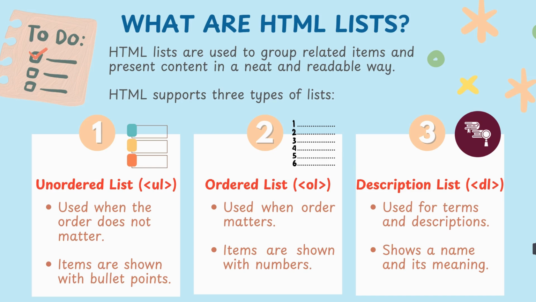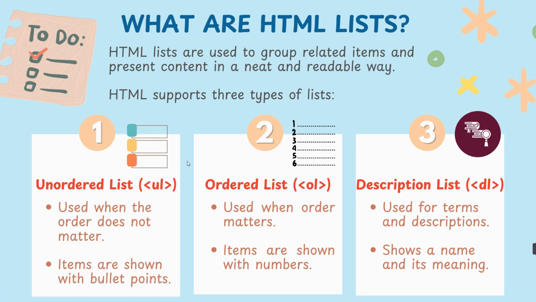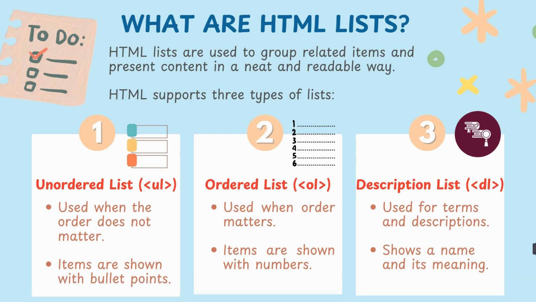Items are shown as bullet points, as you can see here. An ordered list is used when order actually matters, and items are shown with numbers, but not just numbers. There are different types that we can use, like alphabets or Roman numerals as well. The third one is the description list. A description list is used to show a term and its meaning. So now let's move to the hands-on project and see how these work in real code.